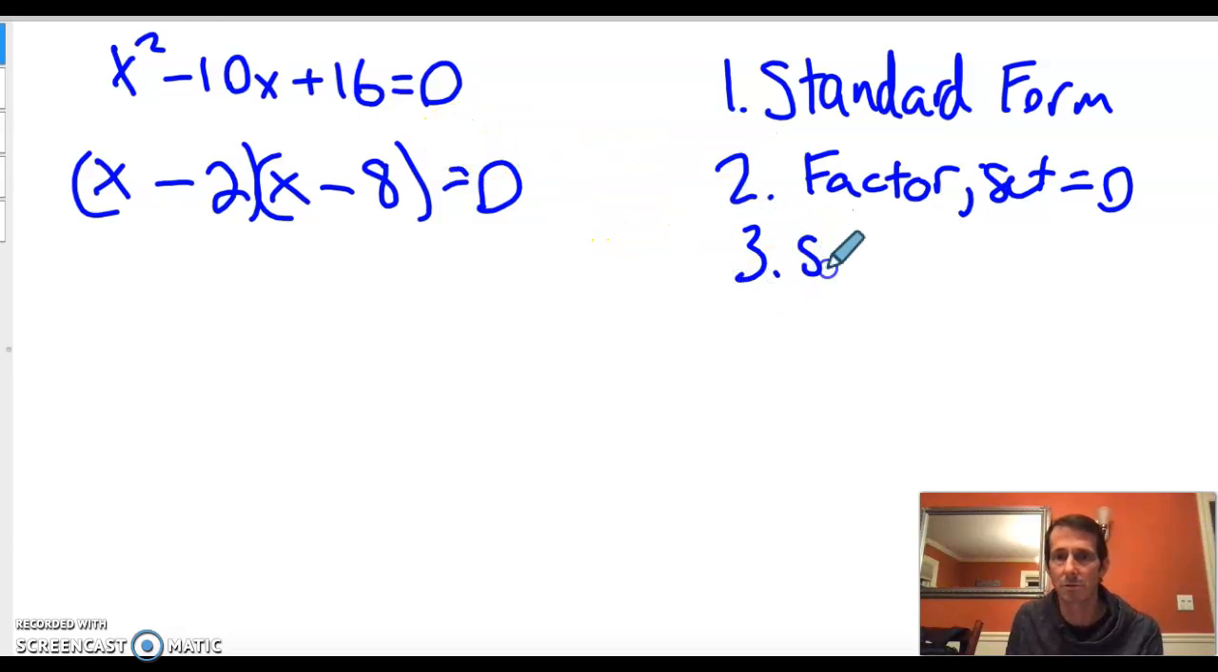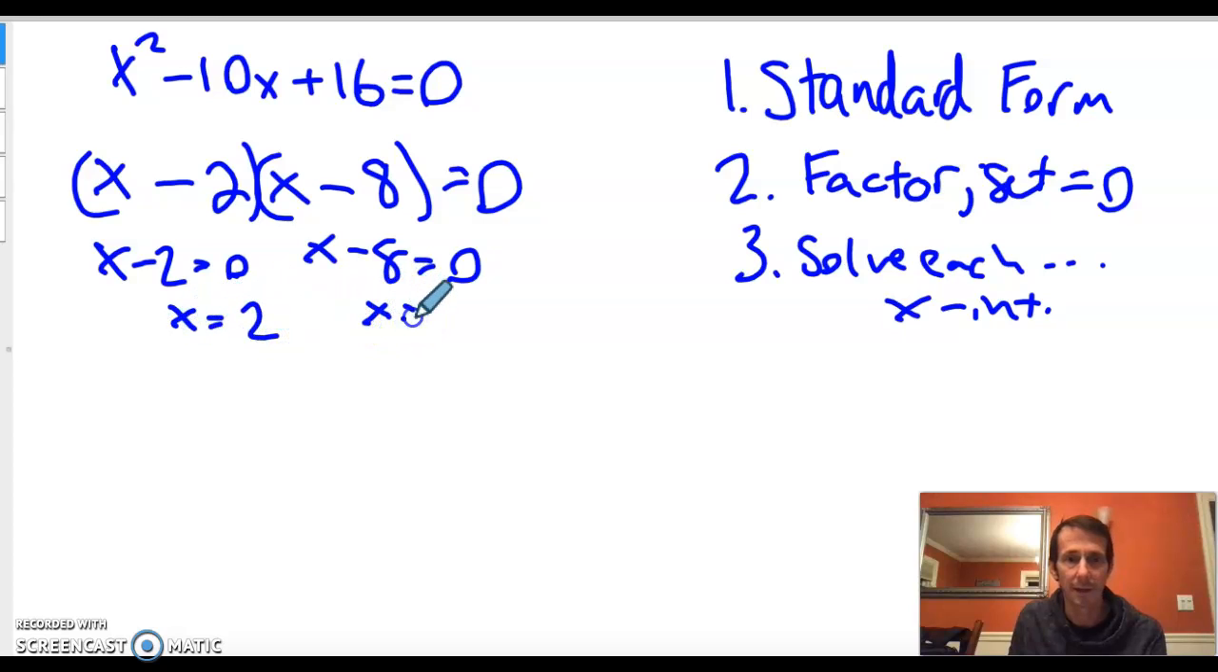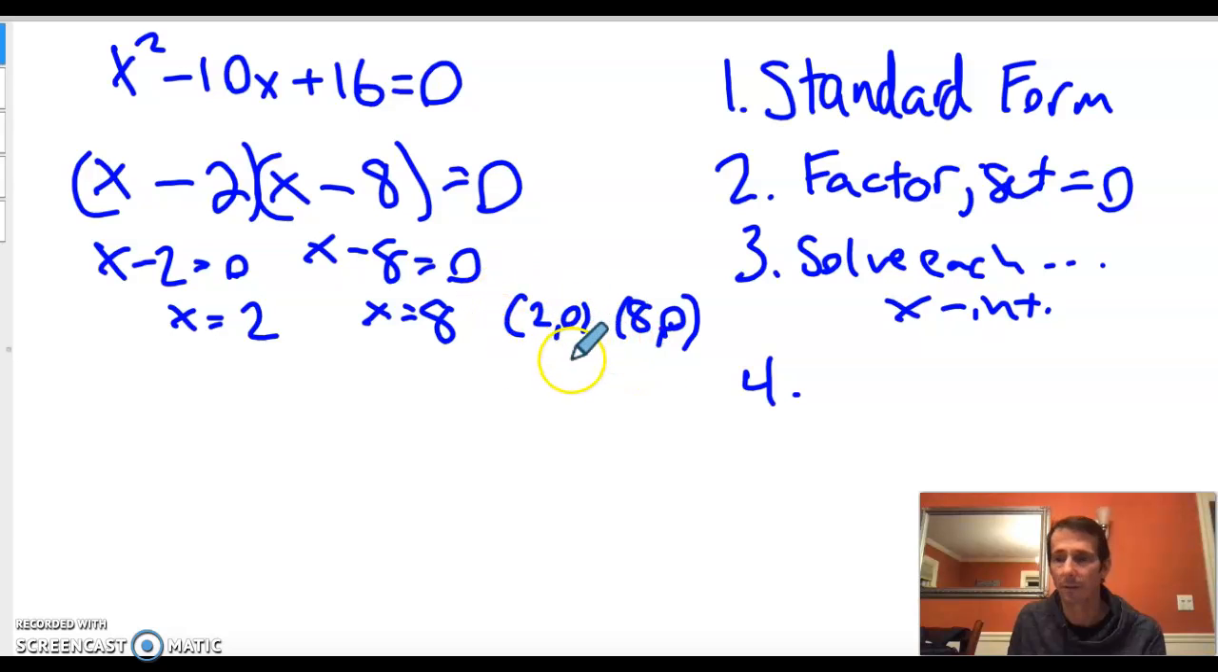The third step is to solve each, and that will give us our x-intercepts. So that means I'm going to solve x minus 2 equals 0, and I'm going to solve x minus 8 equals 0. So I add 2 and I get x equals 2, and I add 8 and I get x equals 8. So my x-intercepts are (2, 0) and (8, 0). And so when I start to graph this, I'll have 2 points on the x-axis to already graph. That's a good thing. So those are my x-intercepts.